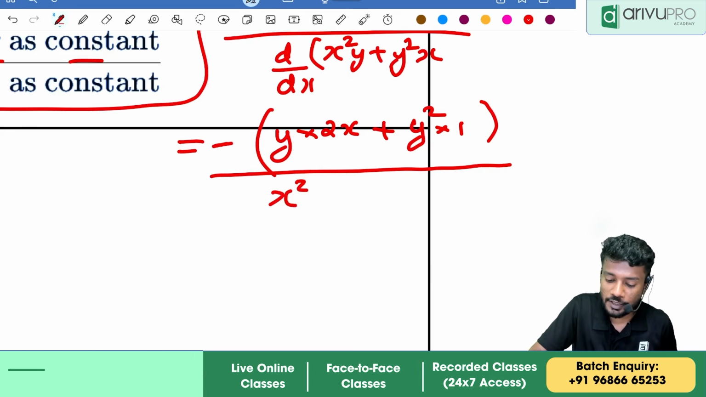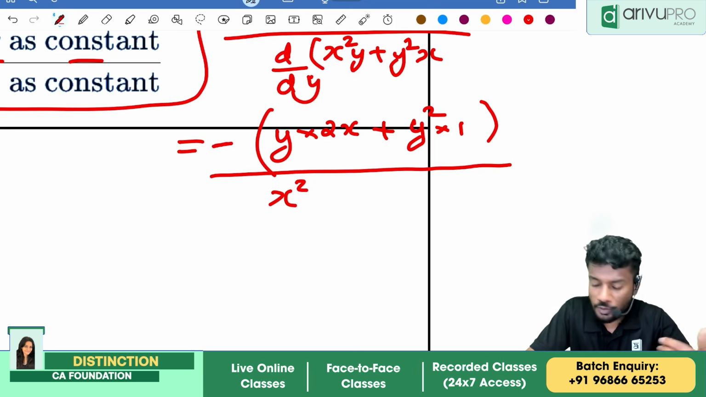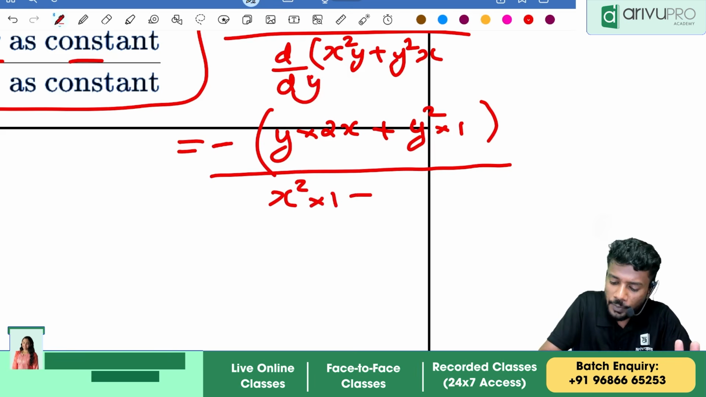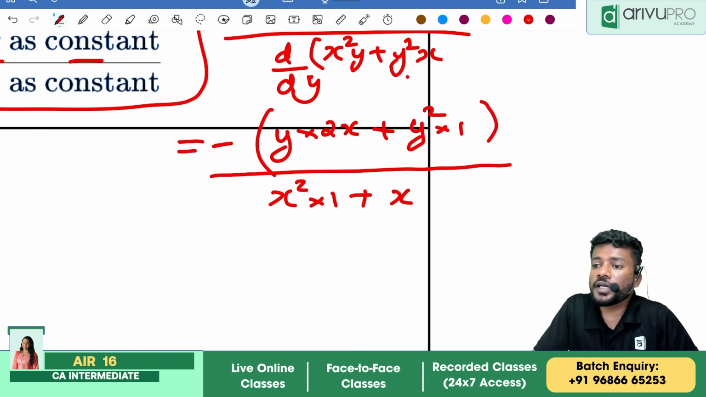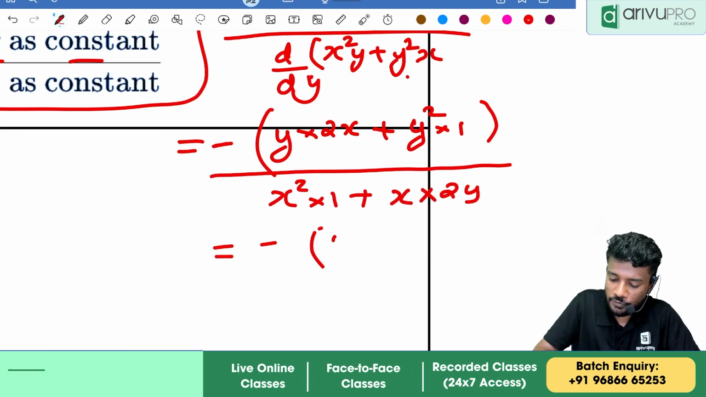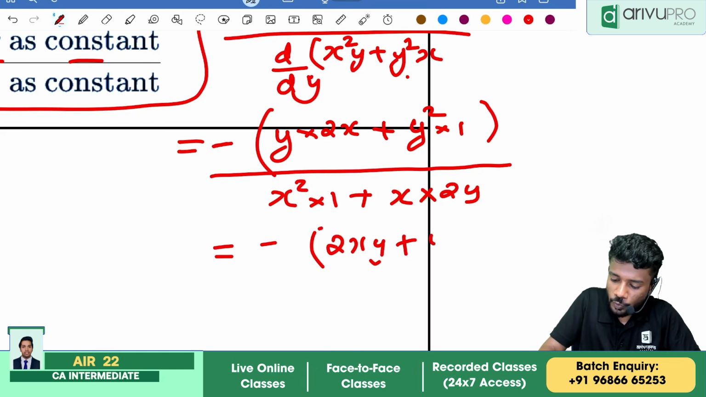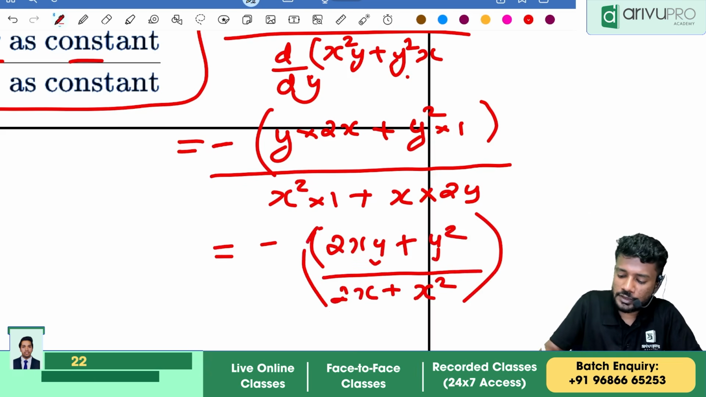Will be outside. Then derivative of, sorry, this is dy. Yes, x square will be taken out. Then dy by dy will be how much? 1. Plus x will be taken out. Then derivative of y square is how much? Into 2y. You tell me the answer. Minus of 2xy plus y square divided by 2xy plus x square. This is the answer.